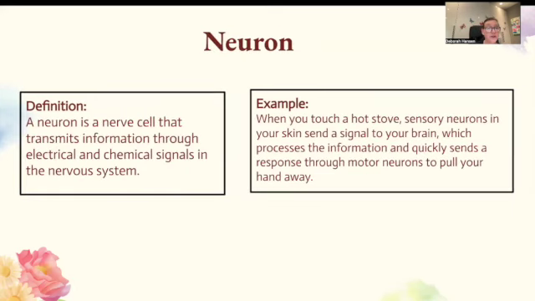Neuron. A neuron is a nerve cell that transmits information through electrical and chemical signals in the nervous system. When you touch a hot stove, sensory neurons in your skin send a signal to your brain, which processes the information and quickly sends a response through motor neurons to pull your hand away.